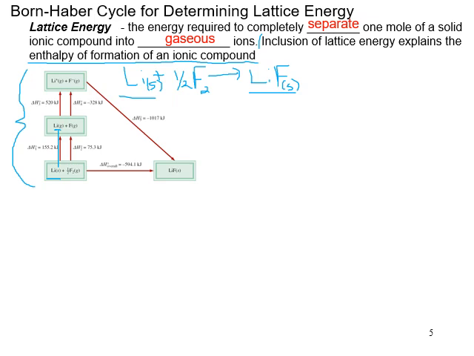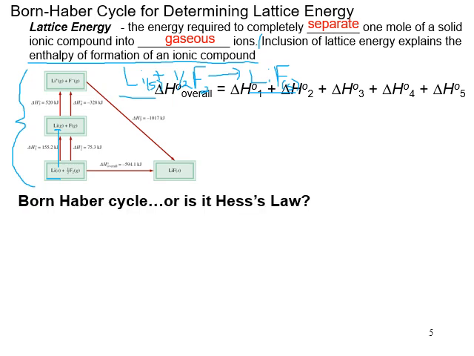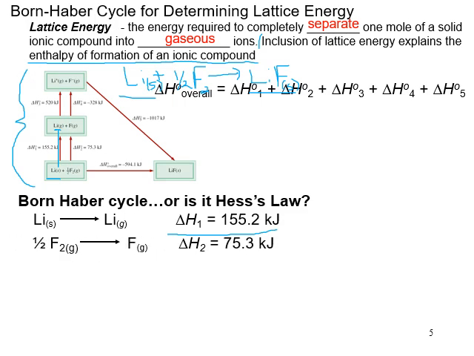So the steps for this are, let's look at Hess's law. This Born-Haber cycle or Hess's law. The steps are lithium solid being converted to lithium gas. Now, if you recall, that requires energy, and that energy is called the enthalpy of sublimation. The next one is fluorine bonds being broken. That is called the enthalpy of dissociation.